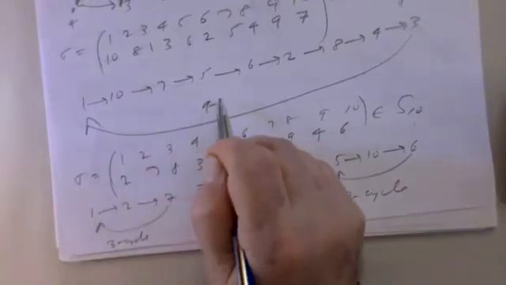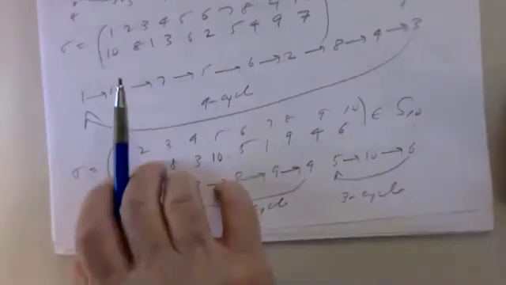Let's see, this was a 9 cycle up here, because there were 1, 2, 3, 4, 5, 6, 7, 8, 9 different numbers in it until it comes back on itself.